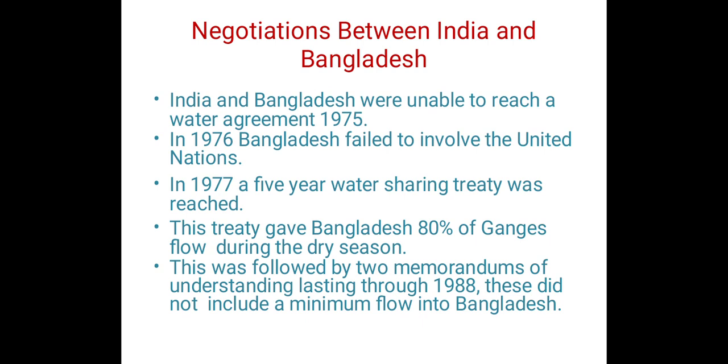Negotiations between India and Bangladesh. India and Bangladesh were unable to reach a water agreement in 1975. In 1976, Bangladesh failed to involve the UN nations. In 1977, a 5-year water sharing treaty was reached. This treaty gave Bangladesh 80% of Ganges flow during the dry season. This was followed by two memorandums of understanding lasting through 1988. These did not include a minimum flow into Bangladesh.